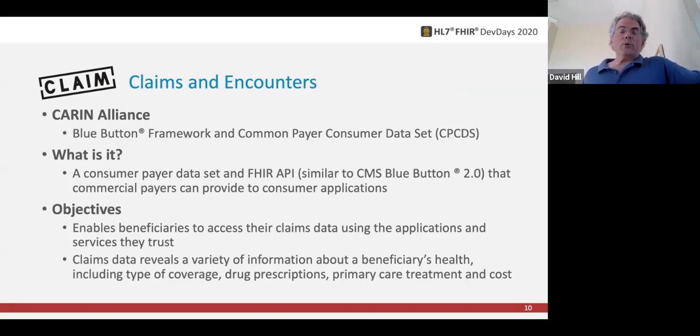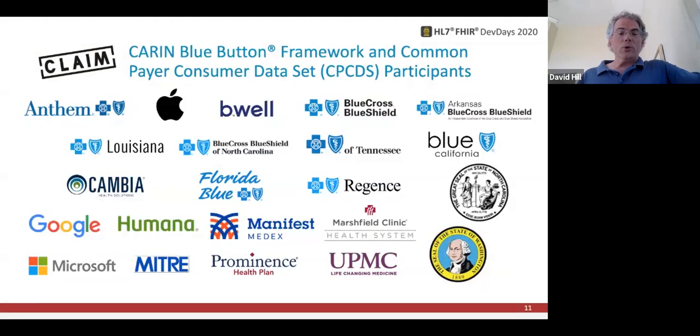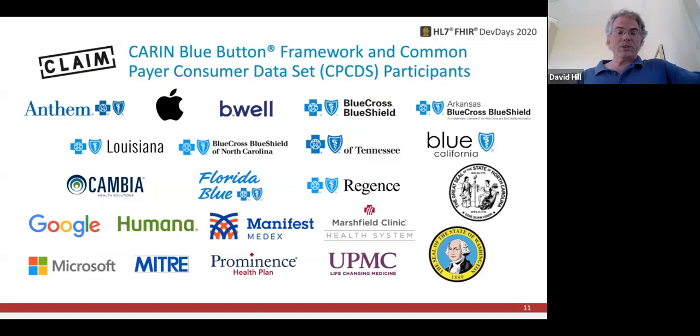Really this is a way for patients to get access to their claims information through an application of their choice. And so the idea is that, through that claims data, they can get a lot of information about their health, the type of coverage, the drugs that they're on, and the prescriptions, as well as the primary care treatment and cost. And these are a large group of folks that announced support for CARIN Blue Button last August at the Blue Button conference. So it's well represented.